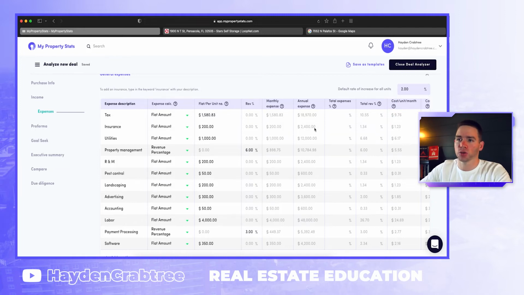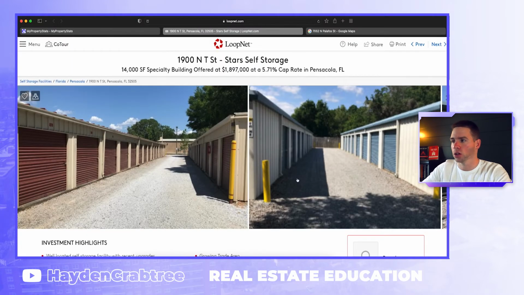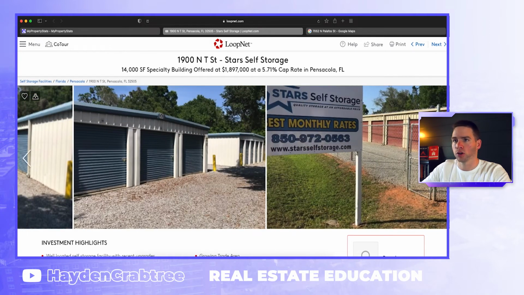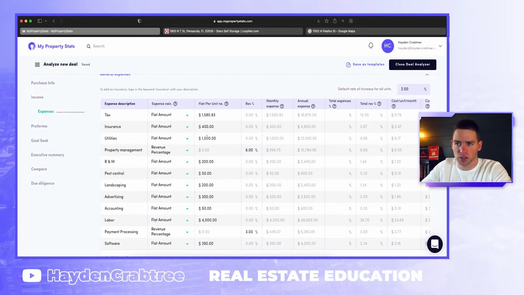My insurance, $2,400 a month. This is in Florida and on the coastline. It's probably a little bit more expensive than that. Let's call it almost $5,000 a year. Utilities, I don't think they had any climate controlled parts of their facility. So the utilities probably aren't $1,000 a month. Their utilities are probably $250 a month. And again, I'm just spitballing here.